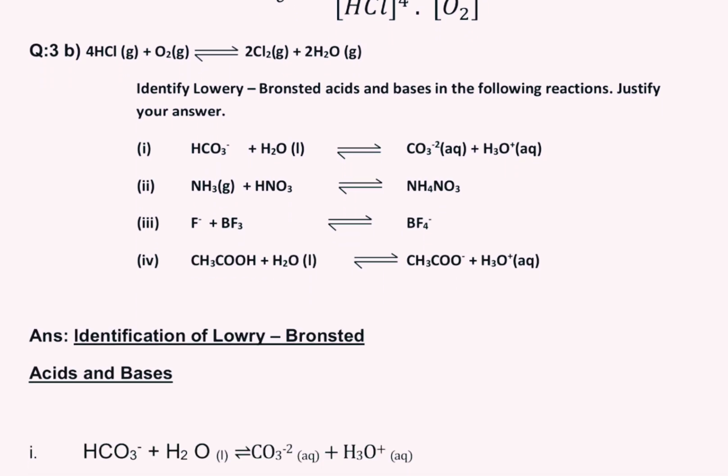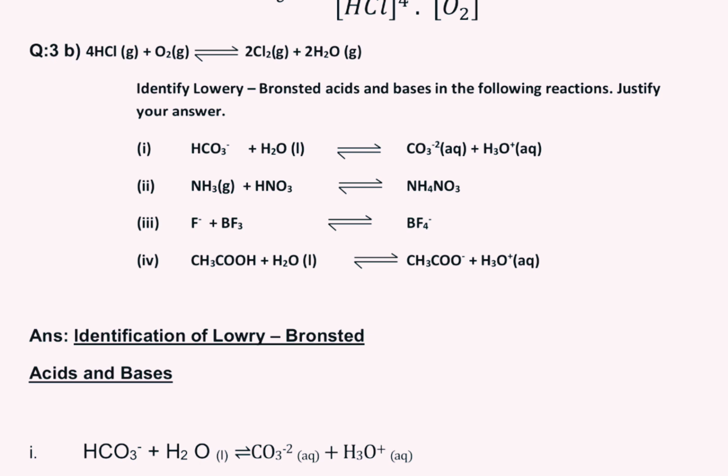The next question here is, we have 4 hydrochloric acid and oxygen, giving 2 chlorine and 2 water. This is the equation which is given with the previous question. This is just the typing problem. So this is the equation given to you in the paper.